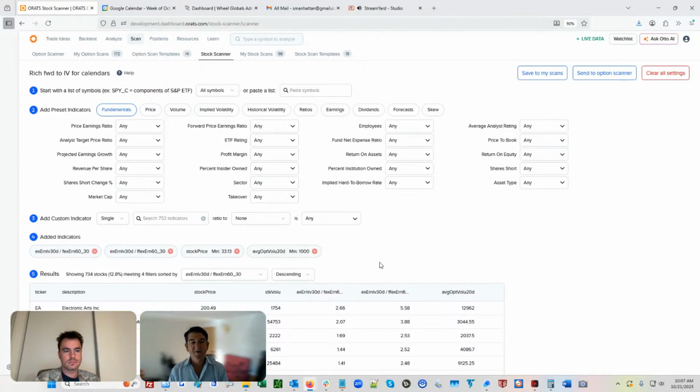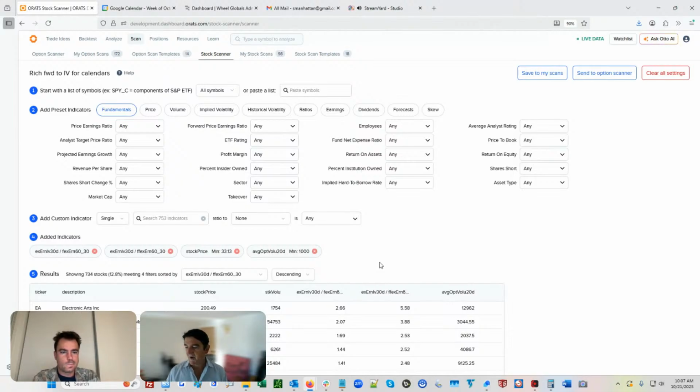Now we have 30 to 60, 60 to 30, 90 to 30, 90 to 60, 180 to 90. So we have all those forwards, depending on what you're going to be trading, and then we're going to move some forward as well. Yeah, that makes sense.